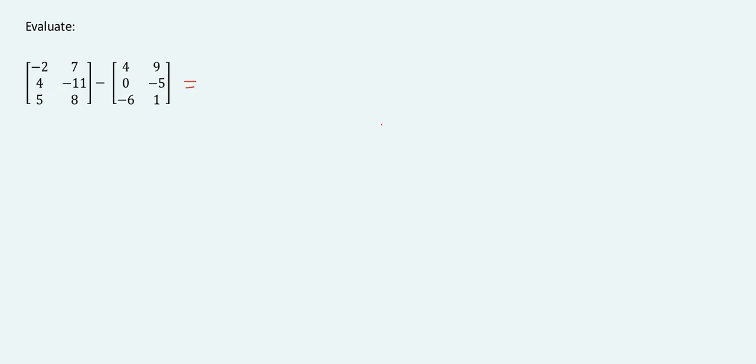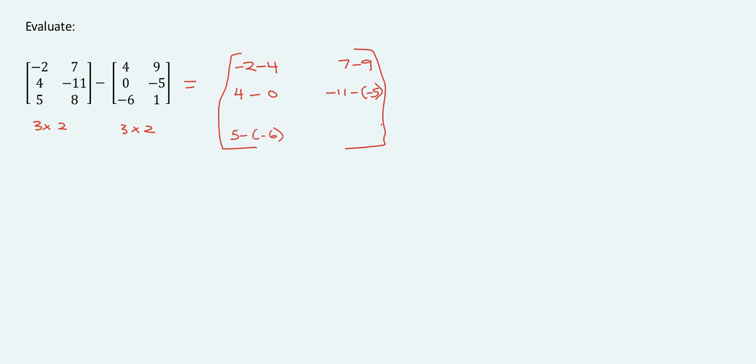Now let's look at these matrices here. We have 3 rows by 2 columns here, and then we have 3 rows by 2 columns, so we can actually subtract these matrices. So we have minus 2 minus 4, 7 minus 9, 4 minus 0, minus 11 minus 5, 5 minus 6, 8 minus 1.